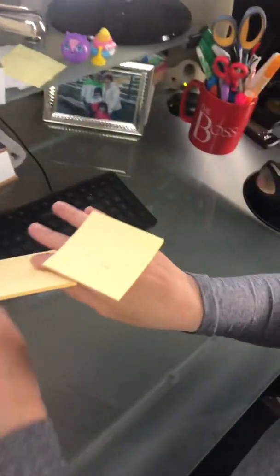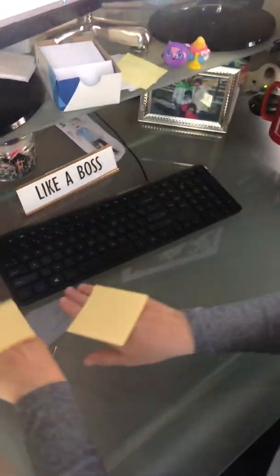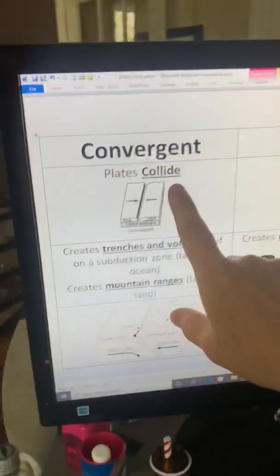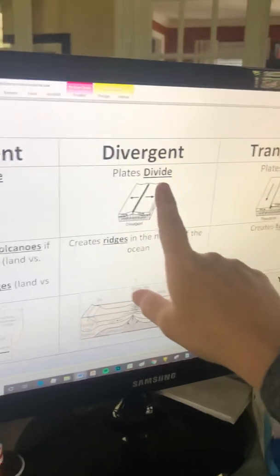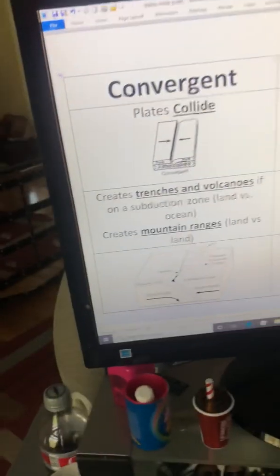And if the convection currents, whoops, we just dropped a plate. If the convection currents are going to move inward, then the plates are going to move inward. So that's what's happening here. We have three kinds of plate motion. The first one is called convergent, which means the plates collide. Divergent, the plates divide. And transform, the plates slide. See how I made a little rhyme for you? Okay, look back at my hands.